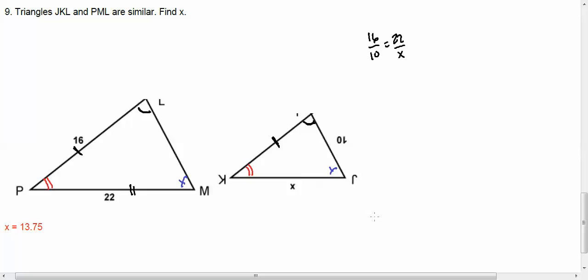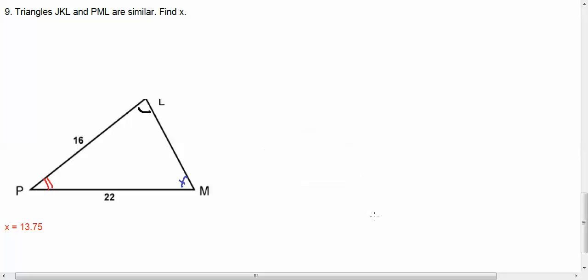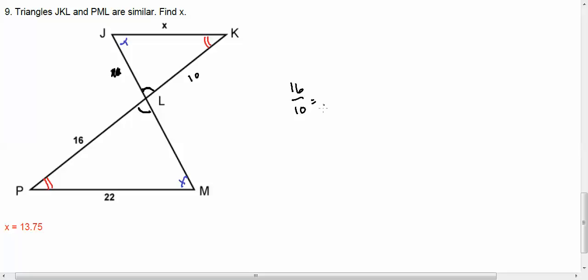Now, let me make my recommendation on how to fix it. I think that what you intended was to have the 10 on that side. If that were the case, then you could say 16 over 10 is equal to 22 over x. Then 16x is equal to 220, and x is equal to 220 divided by 16, which is 13.75. But as it stands, with the 10 on this side, the problem doesn't have enough information for a student to solve.